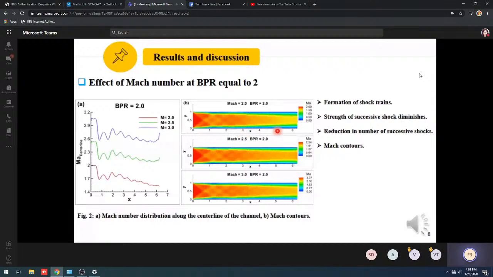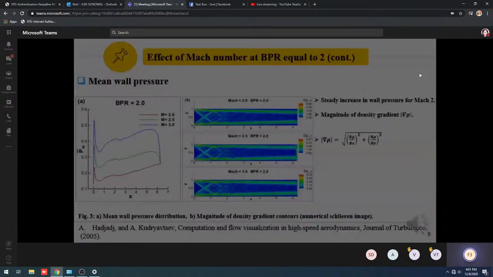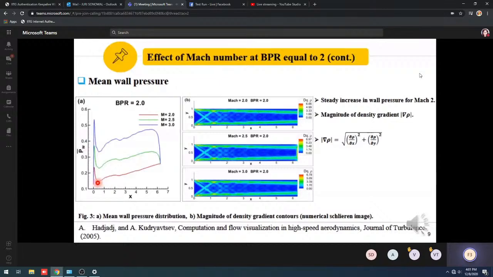Figure A highlights the mean wall pressure at different Mach numbers for BPR equal to 2. From the figure, we can observe that for Mach 2, the mean wall pressure increases steadily from the inlet to the exit, whereas for Mach 2.5 and 3, the mean wall pressure increases up to near the exit and eventually falls to the back pressure specified at the exit. This indicates that for Mach 2.5 and 3, the streamwise momentum dominates the back pressure compared to Mach 2.